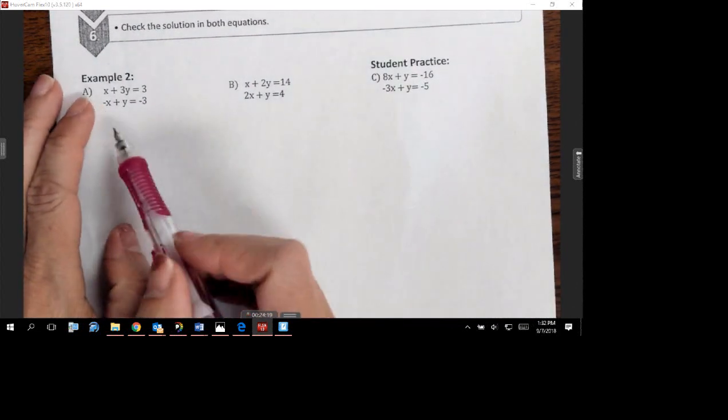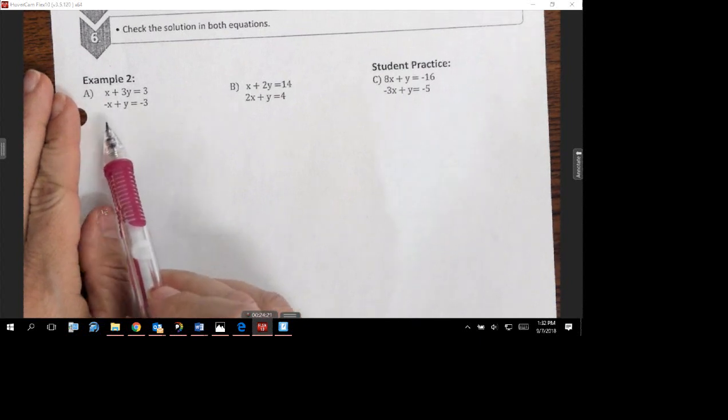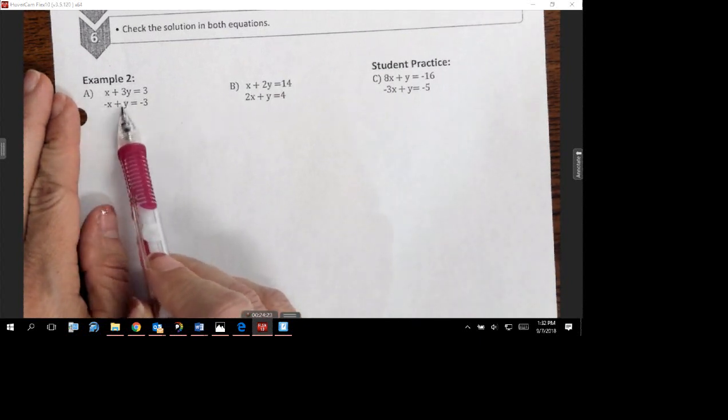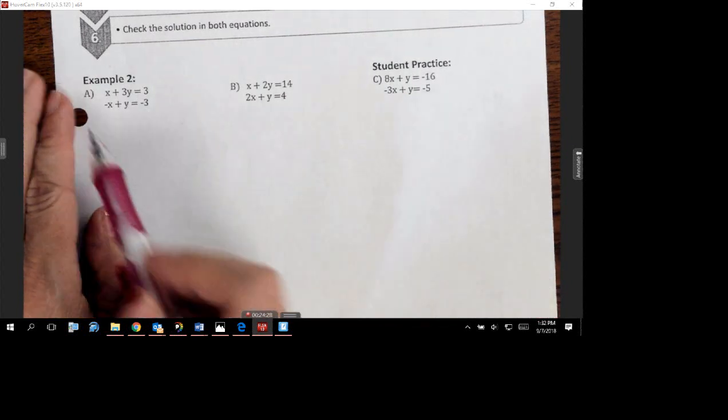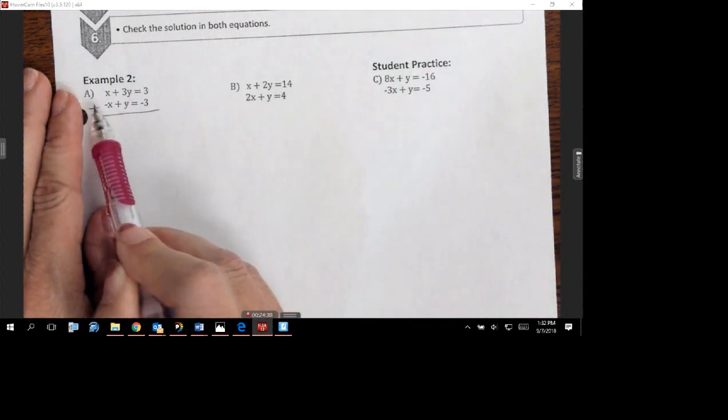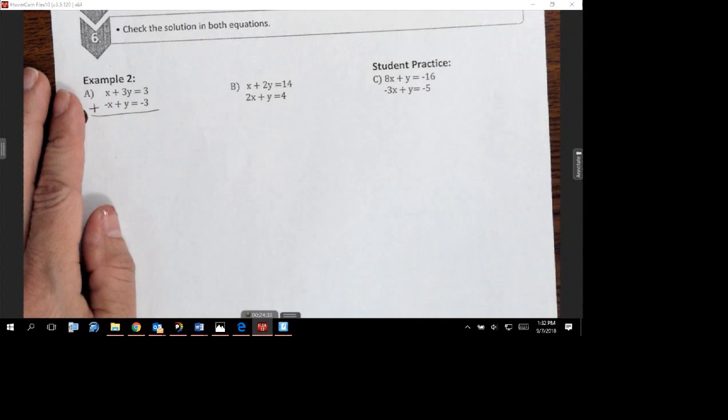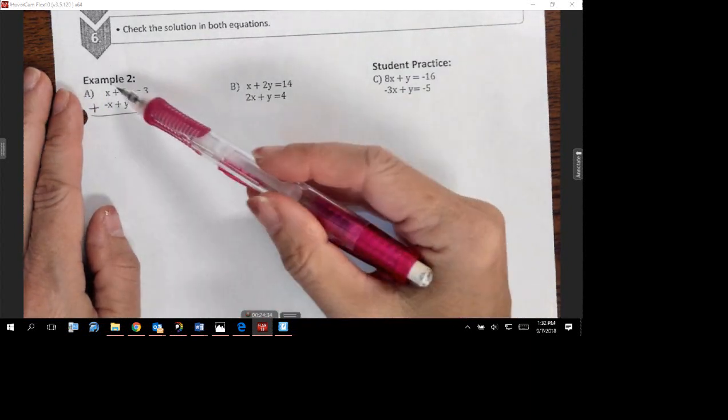So example 2, A. To do by elimination, you have to have the x's, the y's, and the equal signs and the constants. They all have to be lined up. And we should be able to add these together and completely eliminate either the x's or y's so that we can solve for the other variable.